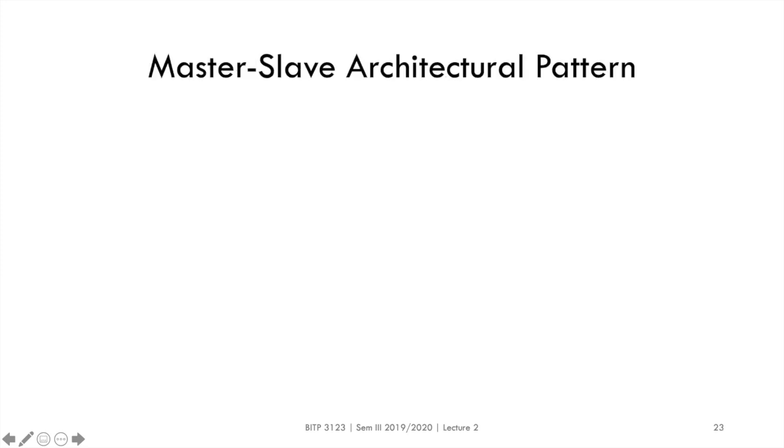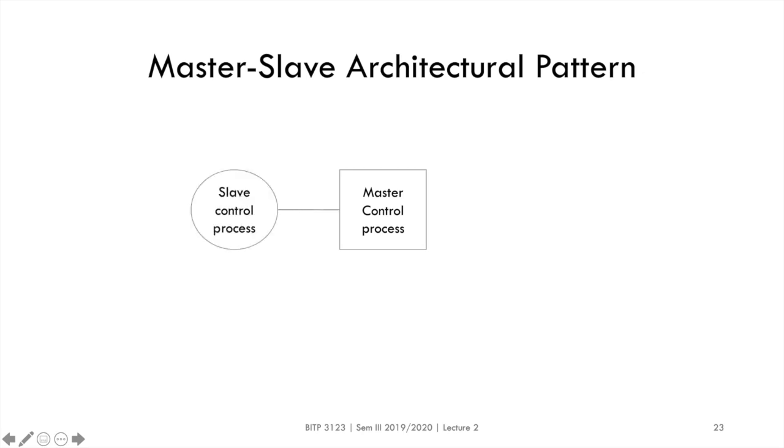Let's have a look at the first architectural pattern, which is master-slave. In master-slave, we will have a component named master control process. This is where all the processes happen. Then, there is another component named slave control process, which connects to the master control process. Usually, the slave control process will connect to one or several actuators. One example of an actuator is a sensor. This is the basic structure of the master-slave architectural pattern.